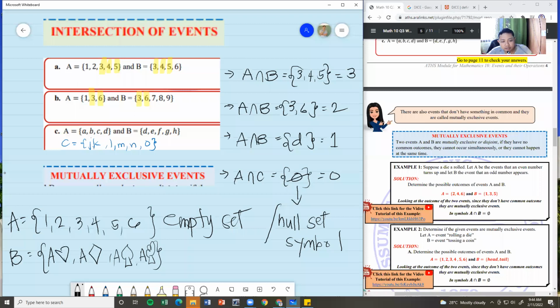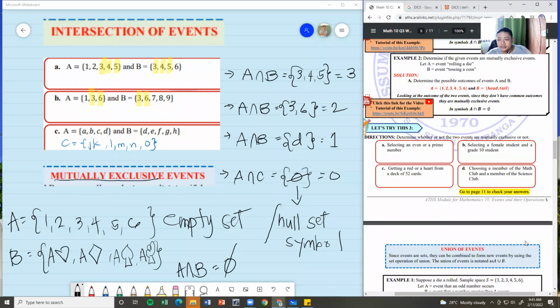Ayun. So, the question, do these two events have intersection? Yes or no? Do they have intersection? None. So therefore, this is an empty set. Let's use that symbol, meaning that event A is mutually exclusive with event B. They have their own lives and they don't affect each other. Exclusive sila. Para lang sila sa kanilang mga sarili. Got it? Show me a reaction if the mutually exclusive event as compared to intersection of events is clear to you. Very good.